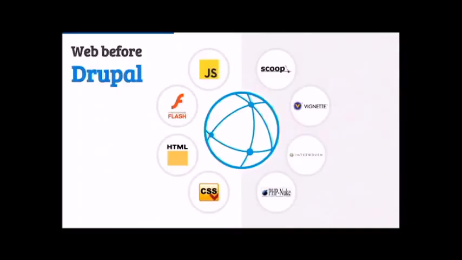Basically, the web before Drupal looked like this. It was in the early 90s that we started to get the first web pages online. They're mostly HTML with some images and maybe GIFs. And then in the mid-90s, we got CSS for styling and JavaScript for managing the DOM elements. And then later in the 90s, Flash got popular. And around the same time, we started to see many content management systems emerging, like Scoop, Vignette, or PHP Nuke. They all got very popular at some point, but today they are all obsolete. And Drupal has survived them all.